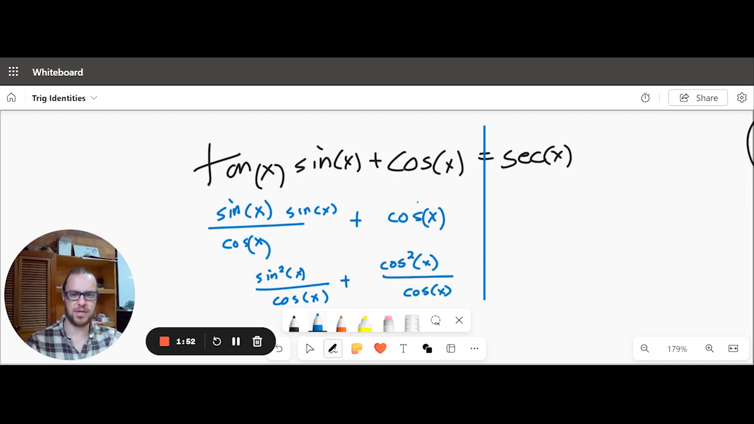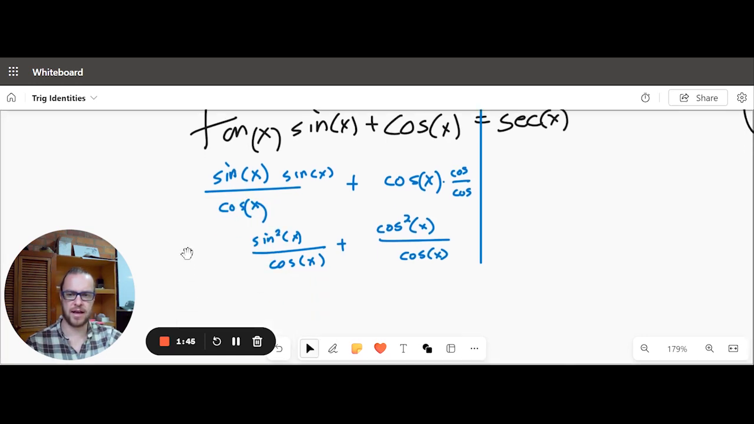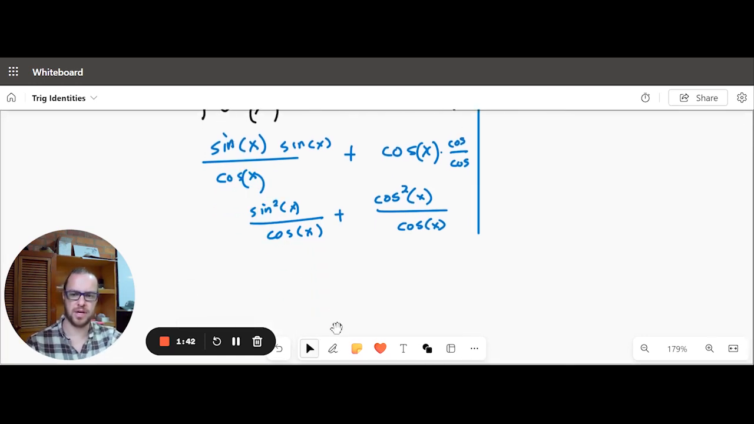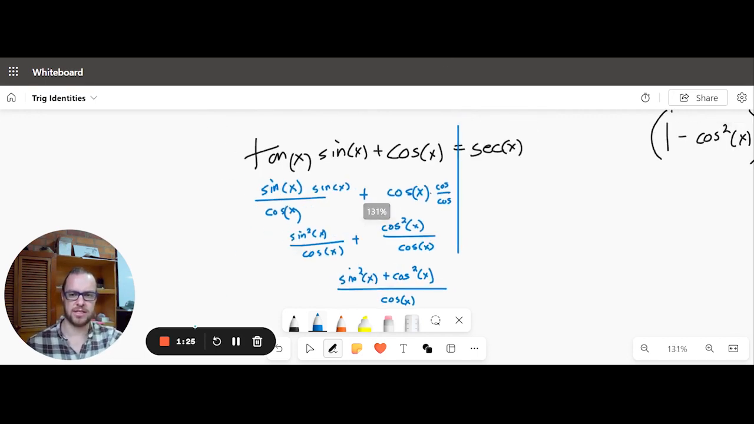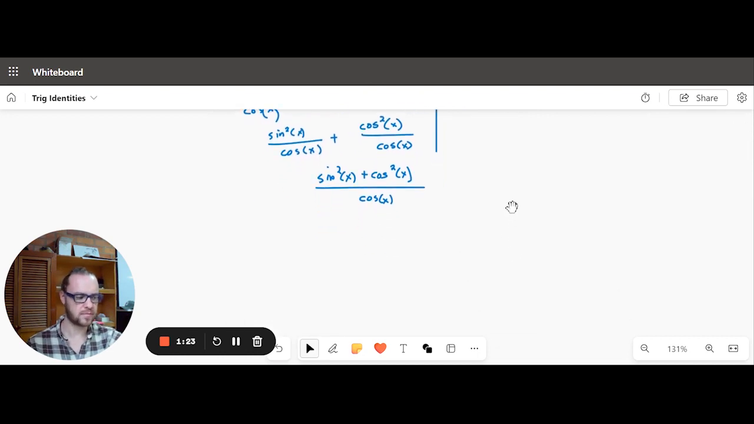Now, how did I do that? I simply took this 1 here and multiplied it by cosine over cosine. Okay? Now, as soon as I do that and I've got a common denominator, then I can put those two things together and write them as a single term. So that'll be sine squared x plus cos squared x. And this one's pretty easy. You can probably already see what's going to happen here. Okay, all over cos x. That sine squared plus cosine squared is going to simply turn into a 1. And so we literally just get 1 over cosine of x.